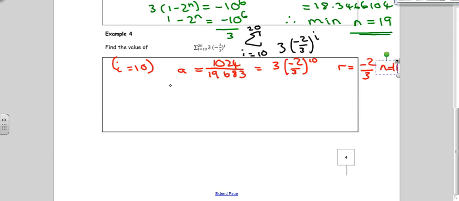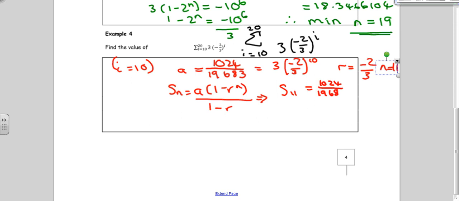So we're going to be doing S of N equals A times 1 minus R to the power of N, all over 1 minus R. So that's the sum of the first 11 terms is equal to A, which is 1024 over 19,683, times 1 minus R, which is minus 2 over 3, to the power of N, which is 11, all over 1 minus 2 over 3.